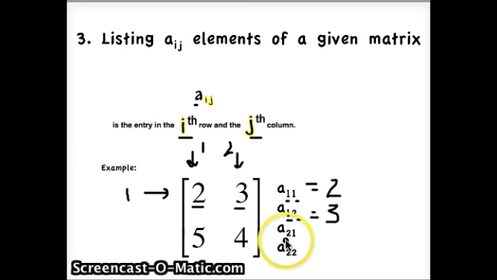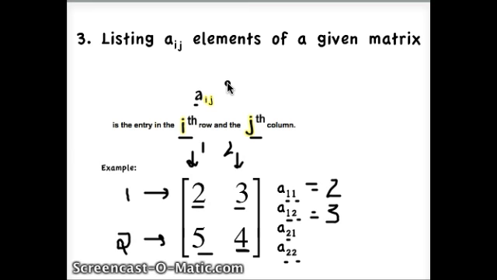Okay, now this one is the second row, first column. So we have our second row and our first column. That would be 5. This would be second row, second column. That would be the last variable that we have, 4. This is just a way to write which entry or element we are referring to. Remember, it's always rows by columns.